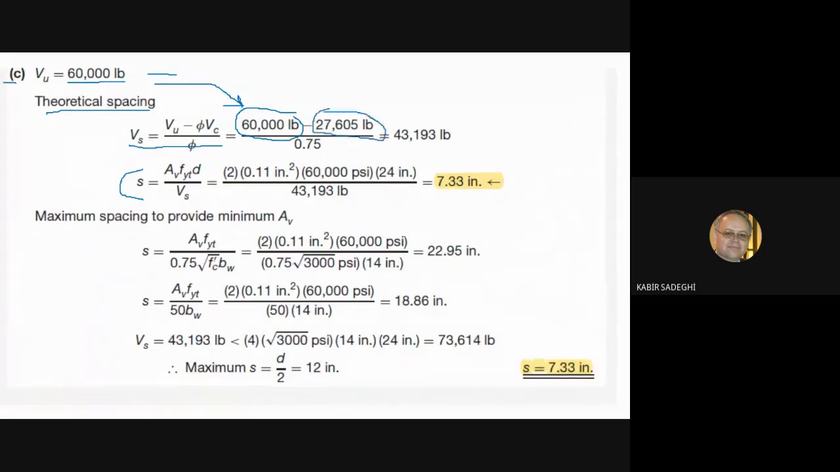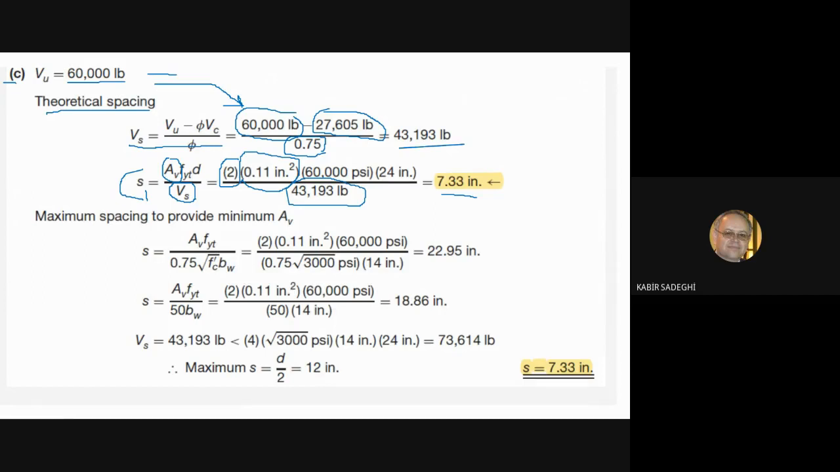We apply the phi and we find Vs one value. We put this Vs here in the formula. And don't forget again, AV, I am repeating for several times, that this is 2 times the area of one stirrup, because shear reinforcement acts at 2 locations. Therefore, we find S1 equals 7.33.